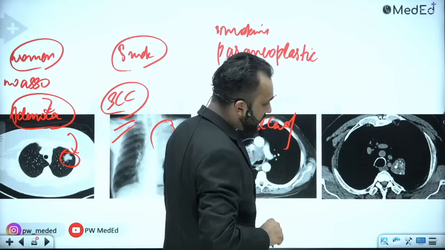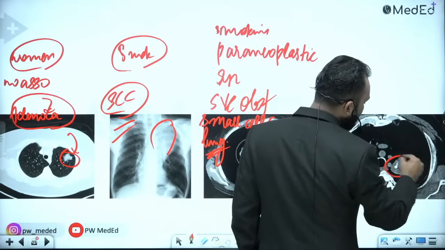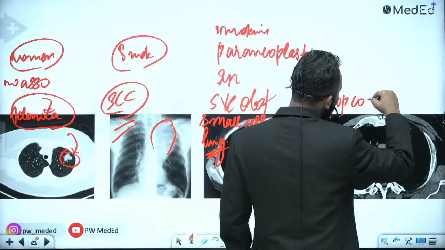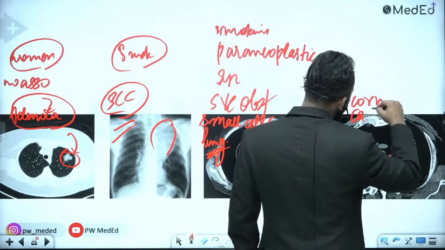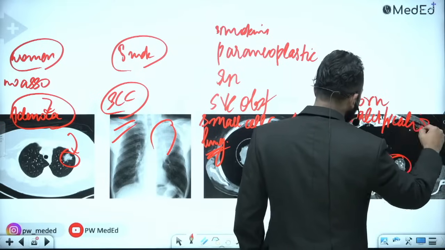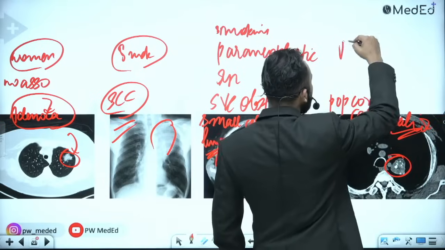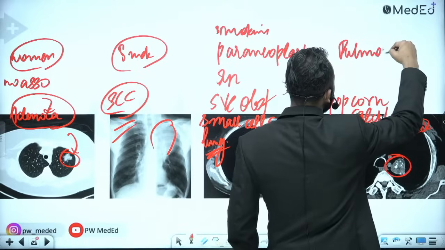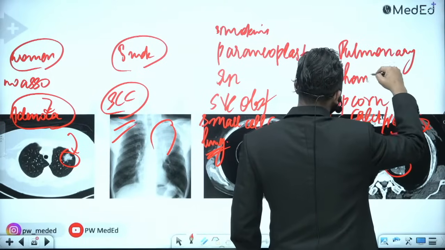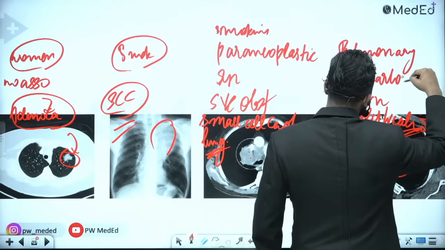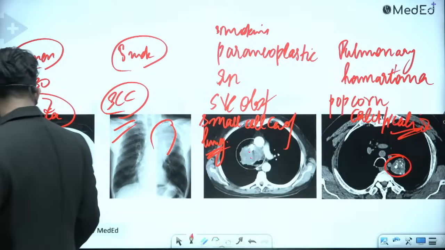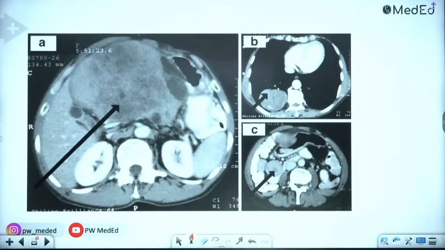And in the fifth image we can see that there is a well defined lesion that is having popcorn calcification. This will be seen in pulmonary hamartoma. Right. So these are a few important points about lung tumors.